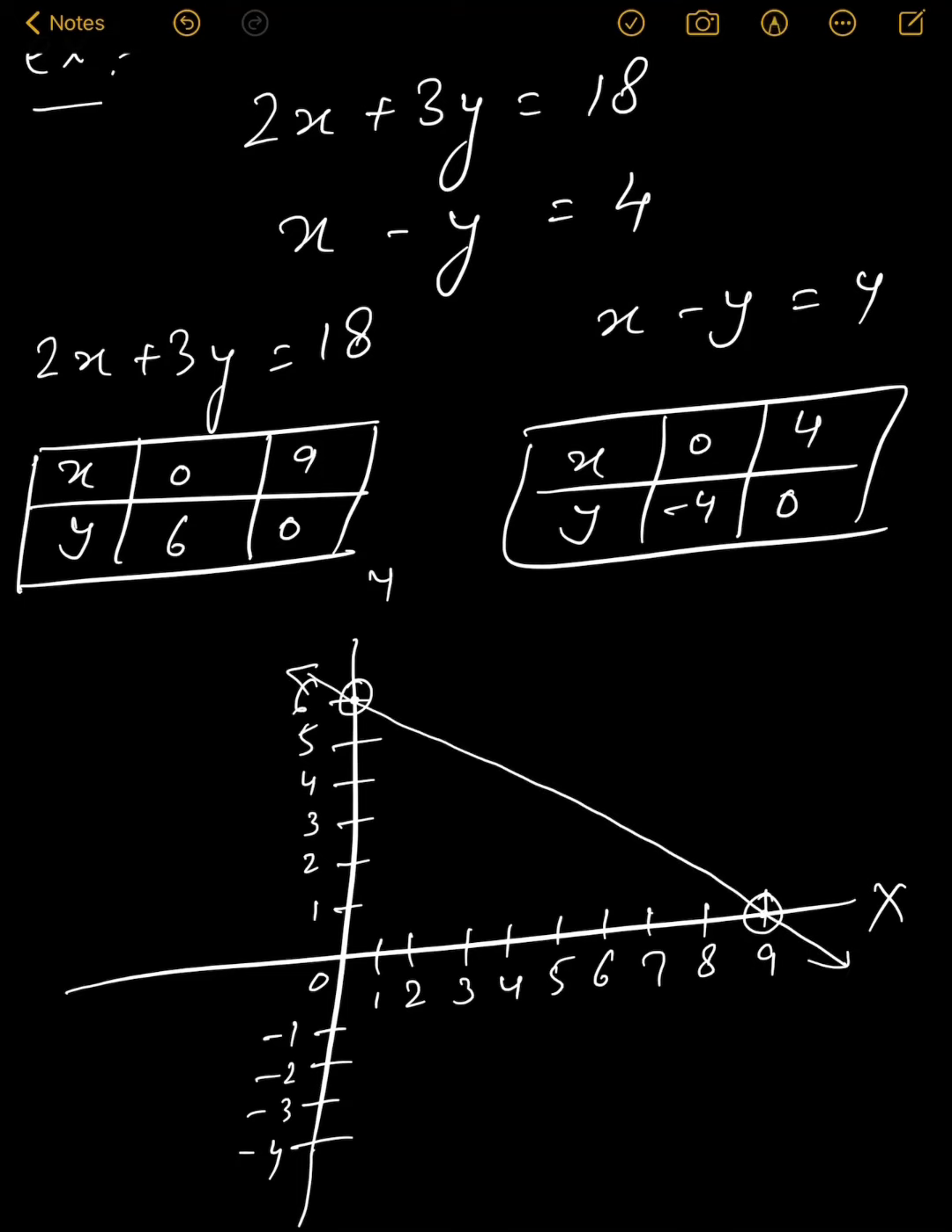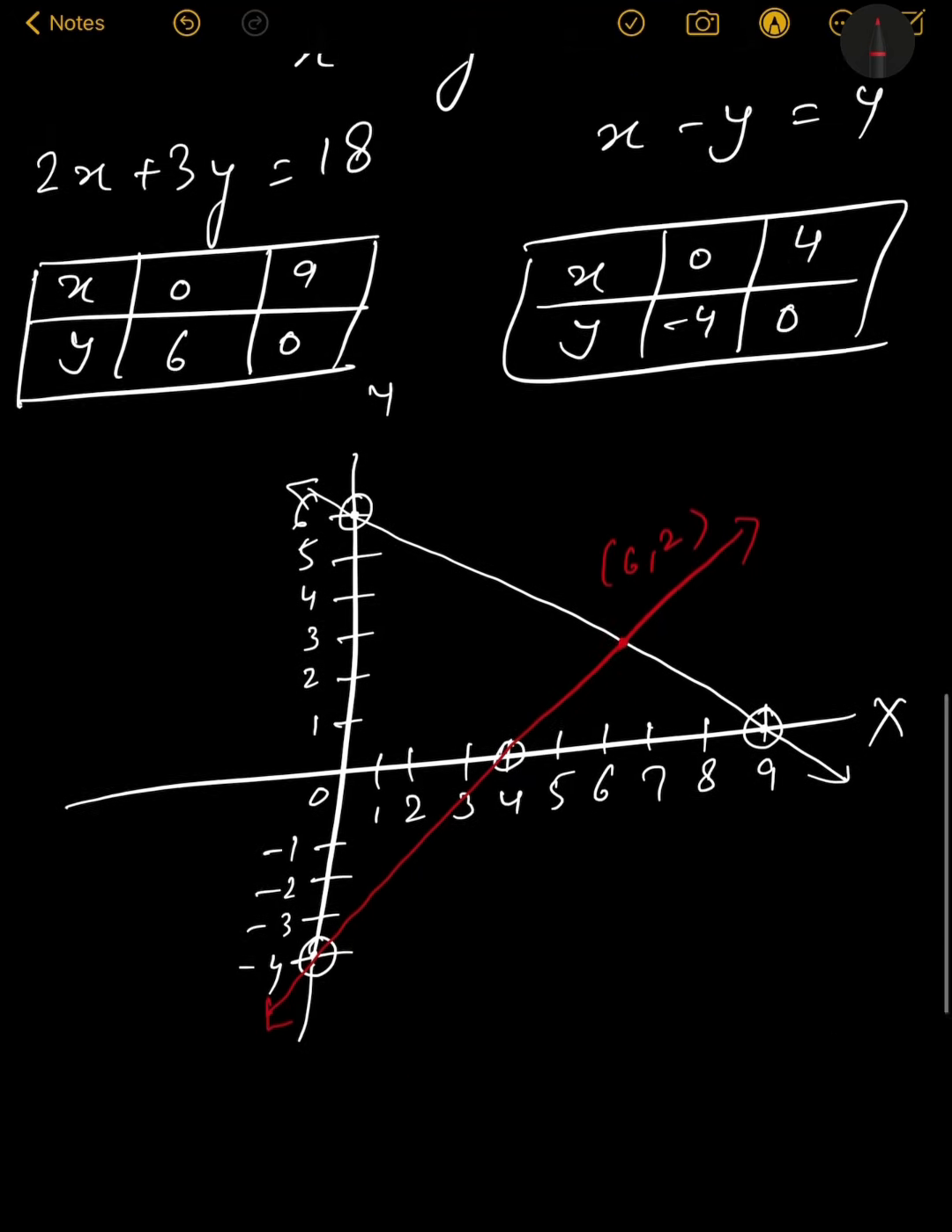Then for the second line you have the point 0, minus 4. So x is 0, y is minus 4, so the point will lie on the negative y. And x is 4, y is 0, so the point will lie on the positive x. So this is the point. Now I can choose another color for showing this line. Clear? This is an approximate point here because we are not working on a proper graph. So this point comes out to be 6, 2.